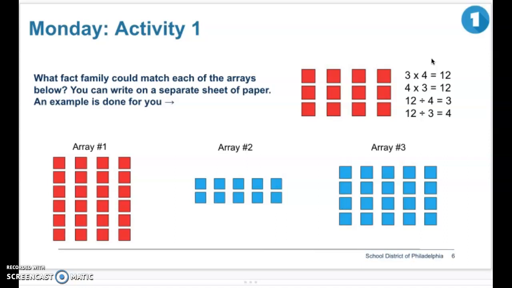Your job is to come up with the 4 related facts to create a fact family for each of the arrays down here. You don't have to type your answers anywhere on the slides. Go ahead and do it on a separate sheet of paper. Each fact family should have 2 multiplication and 2 division facts.